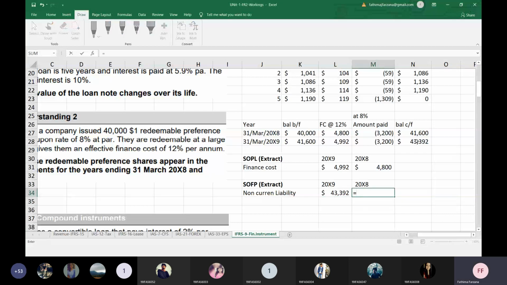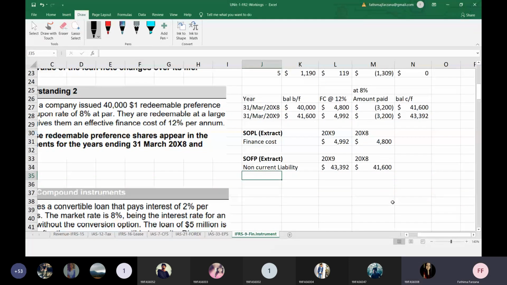And here, don't confuse with lease. Lease we'll be calculating next year, and only next year's amount we'll be taking. Here, the year end, how much is the non-current liability we have to take? Closing balance we have to take. That's it, SOFP, SOPL. Regarding this transaction, you will account for the finance cost and the pending amount. First year, if it is 4,992, you have to take for 2019, 4,992, 43,392. Then coming to 2018, if you take 4,800, then 41,600. That year end, how much is due? That will be your non-current liability.